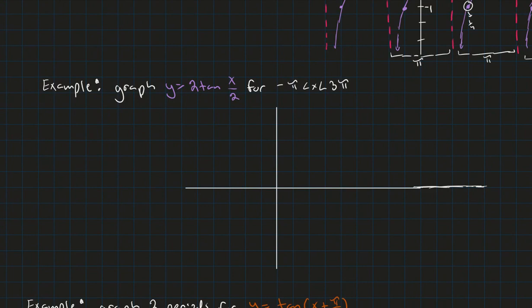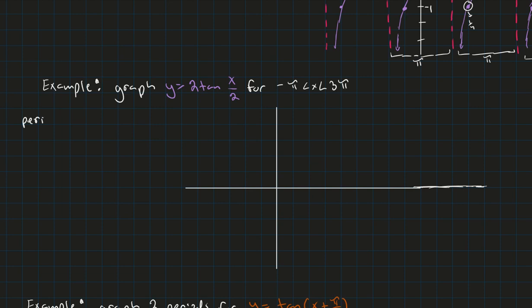So here we go. The example is asking us to graph y equals 2 tangent of x over 2, and it's giving us a specific interval to graph it in. We need to show the tangent graph over multiple periods, ranging from negative pi to 3 pi. Just like we did in the last example, we're going to start with finding our asymptotes. We're going to talk about the period, the x-intercepts, the y-intercepts. So let's start with the period first.